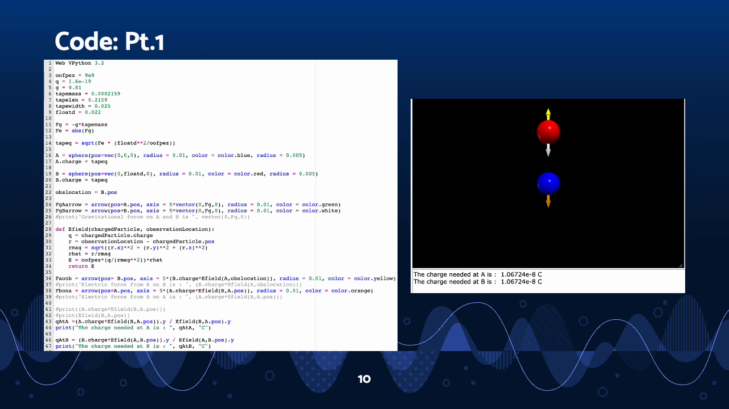This model had the same calculations as I had done by hand, and the charge needed was 1.06 times 10 to the negative 8 coulombs.